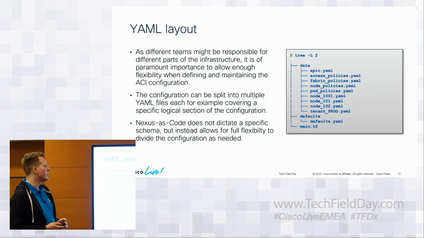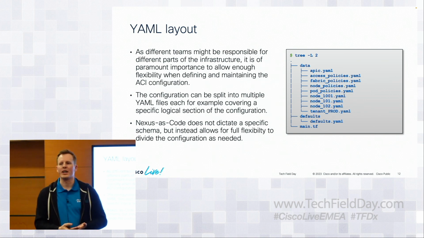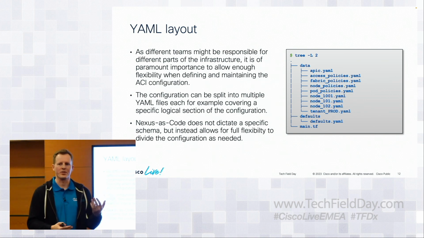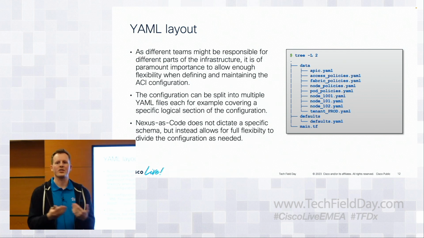Then in terms of the YAML layout, we just worked with one file, but what if I have an entire team that works on different parts of the infrastructure? Can I structure this in a way that makes sense for my business requirements?